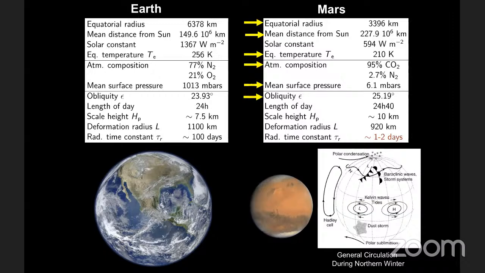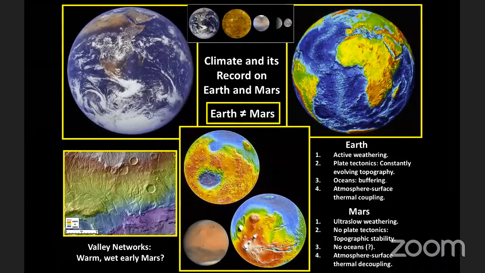But there's some really fundamental, interesting comparisons between the two planetary bodies. While Earth is obviously not Mars, we have a lot to learn because the comparative planetology is really, really exciting and critical. So let's start with the Earth here briefly for comparison. There's active weathering, we know this, the hydrosphere, the atmosphere, et cetera, and also plate tectonics, constantly evolving topography on the Earth. We see indeed significant oceanic buffering of the atmosphere and changes in the atmosphere. And of course we have atmosphere surface thermal coupling.